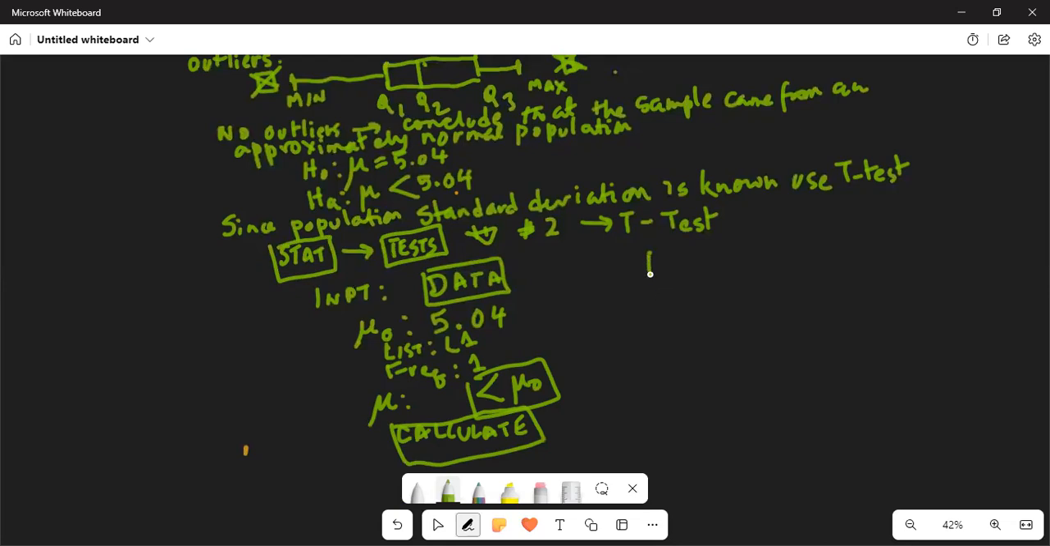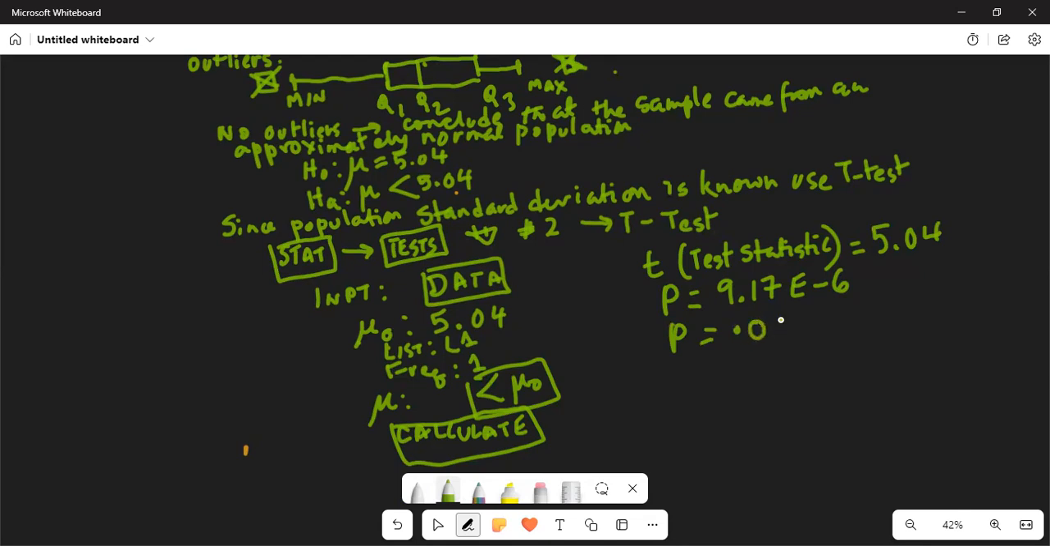And T is the test statistic. Remember, it's a characteristic of the sample that we have gathered, and it is equal to 5.04. And the p-value is 9.17. Whenever we have a p-value with an exponent, we should look at the right end, which says E minus 6. What does that mean? That means the first number, 9, is at the sixth place after the decimal: 5 zeros after the decimal, and then 9.